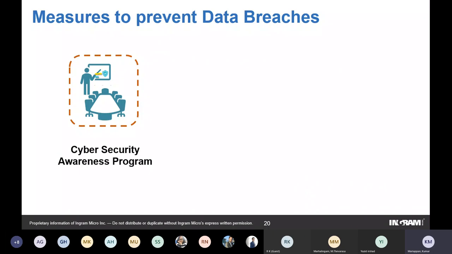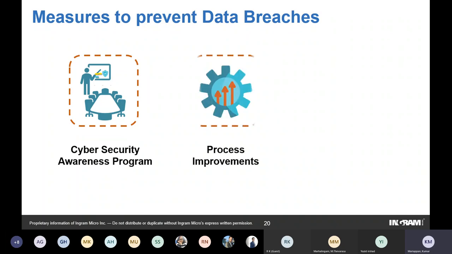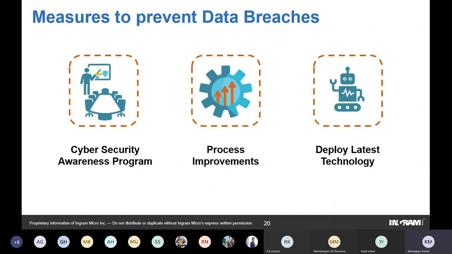Measures to prevent data breaches. How will you protect? An organization consists of three pillars primarily. One is the people, the other one is the process, and the third one is the technology. So our protective measures, the proactive measures which we spoke of, should cover all three pillars. It should be a holistic approach, not an individualistic approach.